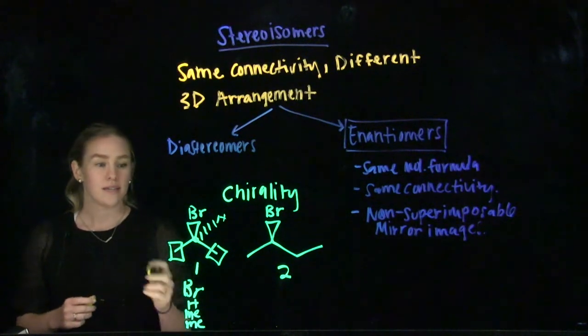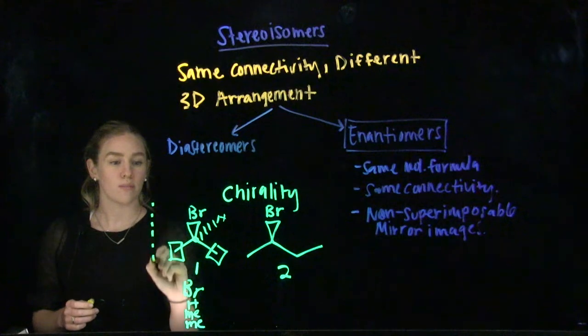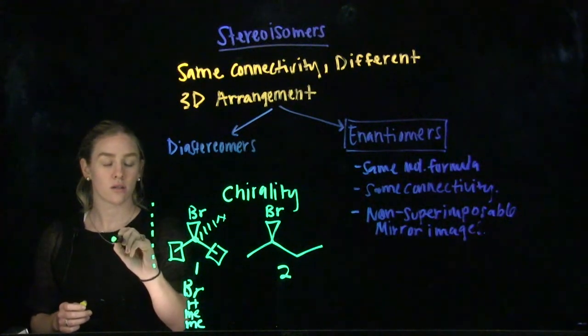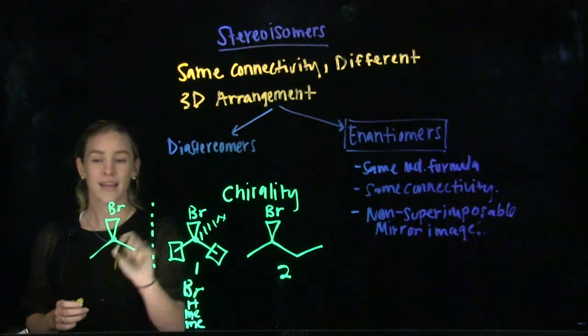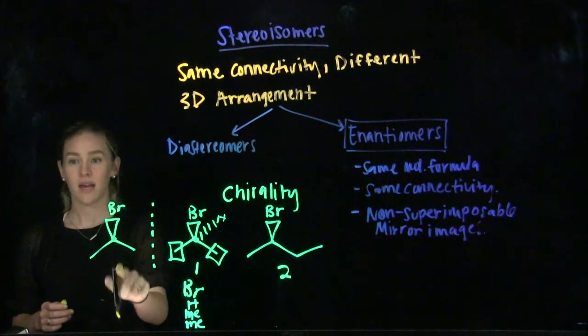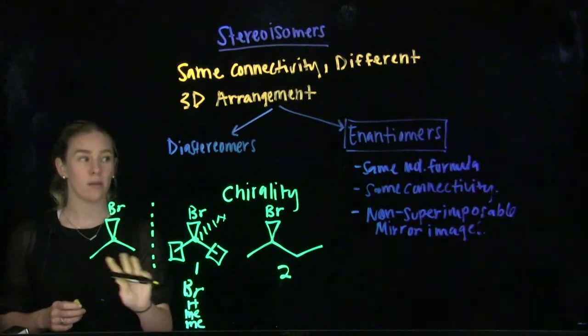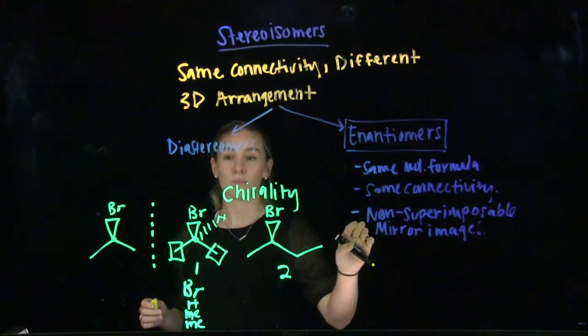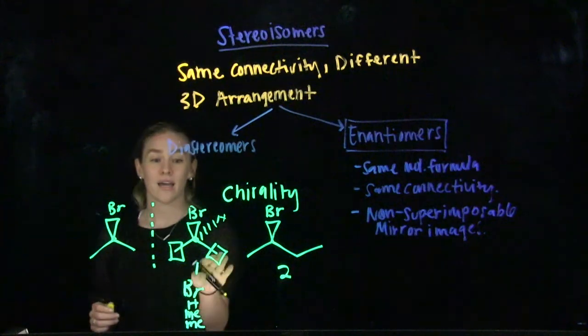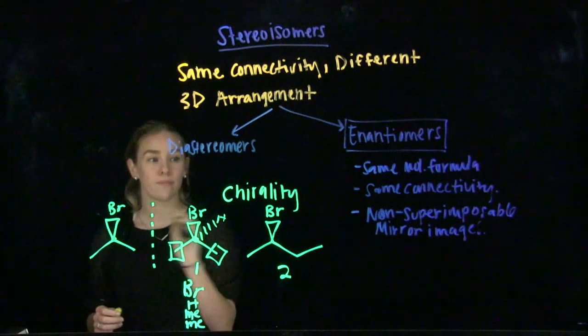Therefore, you do not have an enantiomer of this compound. And the reason is, if I drew the mirror image of this compound, it's the exact same compound. There's nothing different about the mirror image. So therefore, the non-superimposable does not apply to a non-chiral compound.